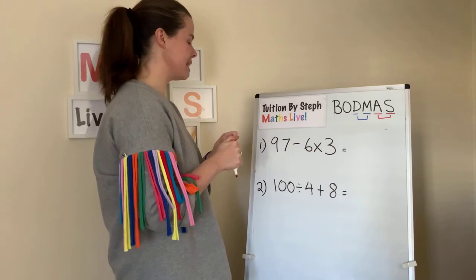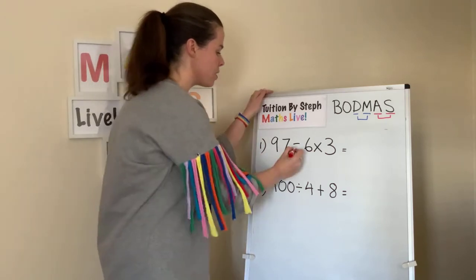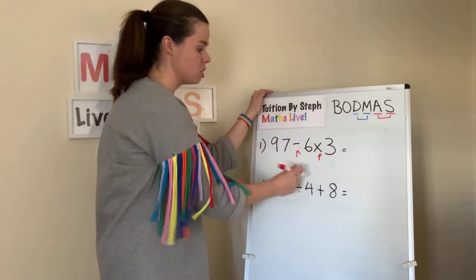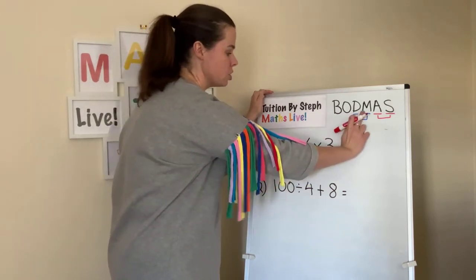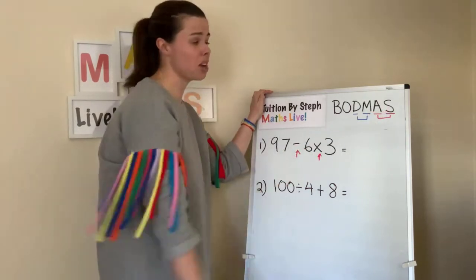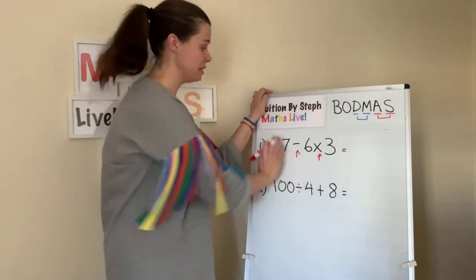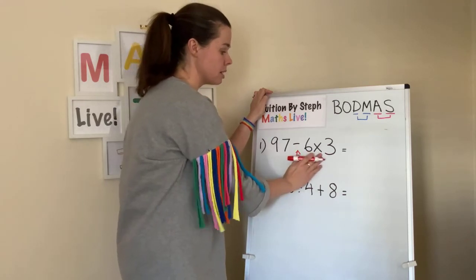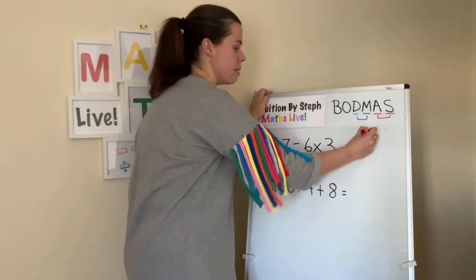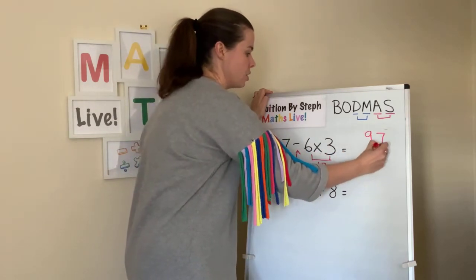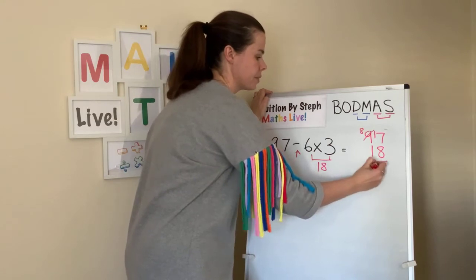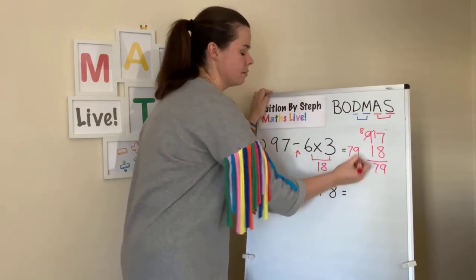Right, 97 take away 6 times 3. We've got subtraction here, and we've got multiplication. Multiplication comes before subtraction. It's more important. Poor subtraction right at the bottom. We have to leave that, yeah? So we do 6 times 3. So 6 times 3 is 18. And then we do 97 take away 18. So that's 79. The answer is 79.